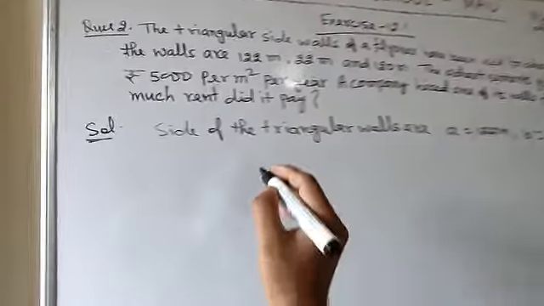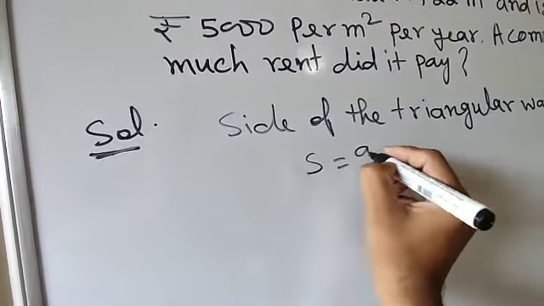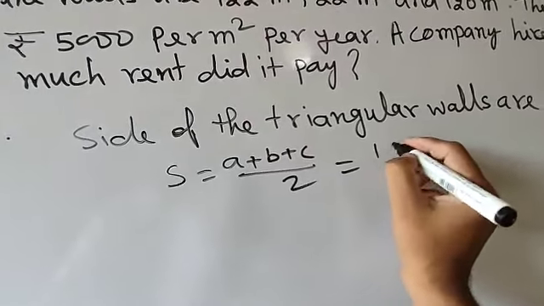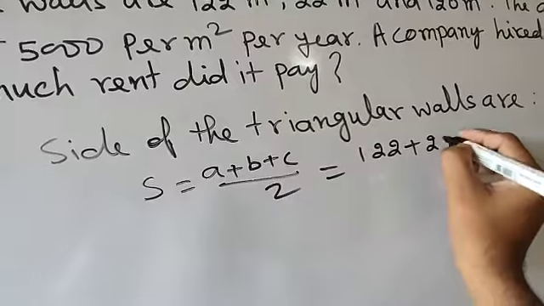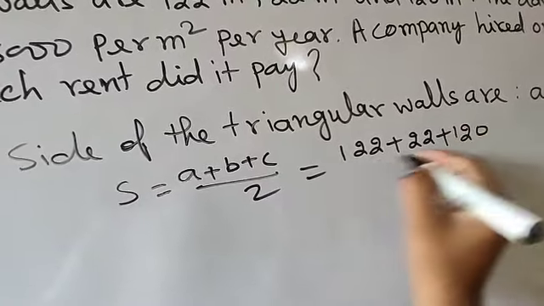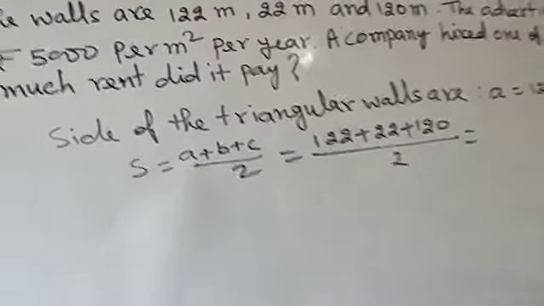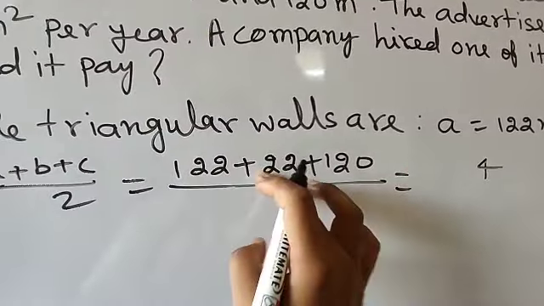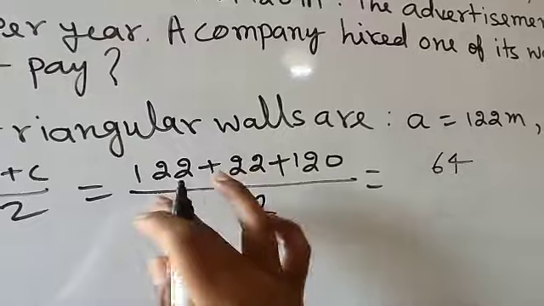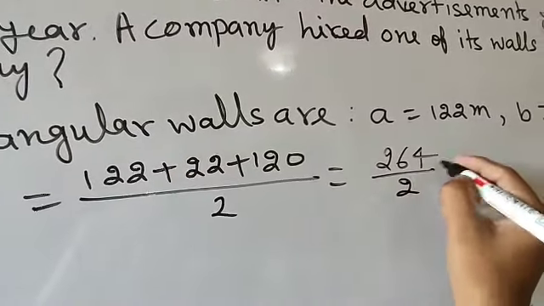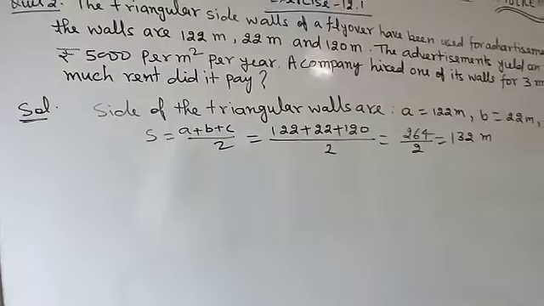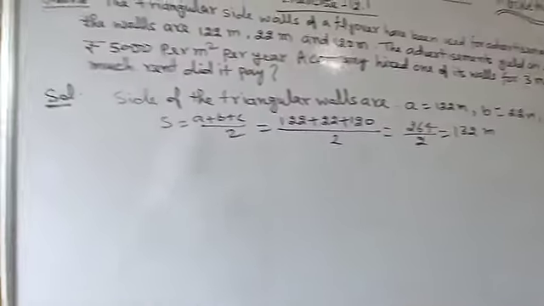So first you will find S. S equal to A plus B plus C upon 2, that is equal to 122 plus 22 plus 120 upon 2. If you add, you will get 264 upon 2, that is equal to 132 meter. So S, you got 132 meter.